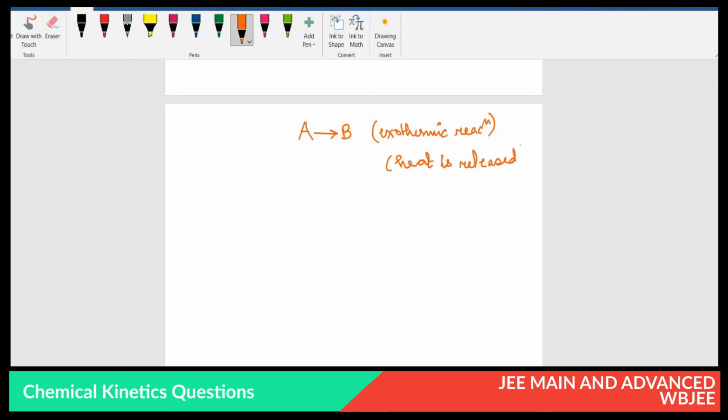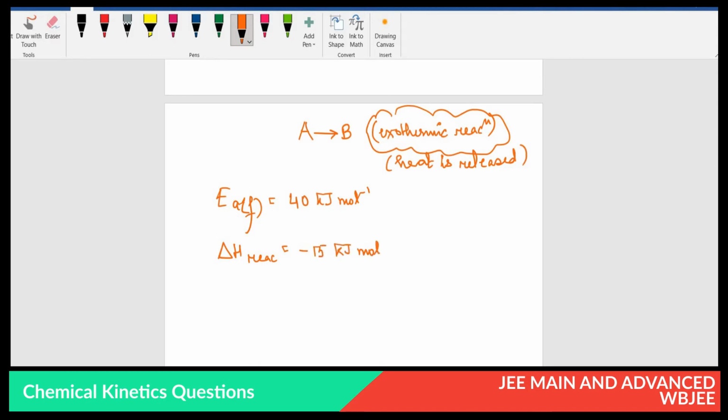Right. Now, if heat is released, see, in the question it was mentioned to you the activation energy Ea for the forward reaction, let's mark it by F, is 40 kilojoule mole inverse. And the heat of the reaction, that is delta H of the reaction, is mentioned as 15 kilojoule per mole. Now, if the reaction is exothermic in nature, that is heat is released, so the total heat of the reaction would be negative because energy is being released. Yes or no, students? Right. So, we can say that the entire heat of the reaction would be equal to the forward reaction activation energy minus the backward reaction activation energy.